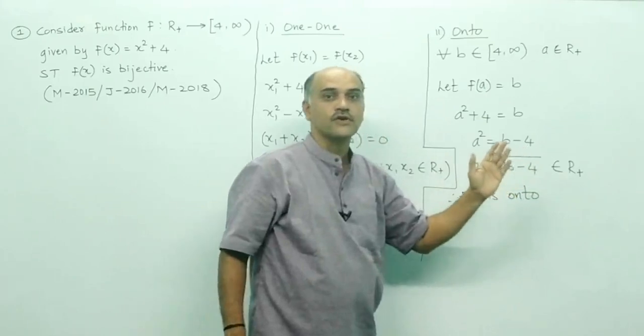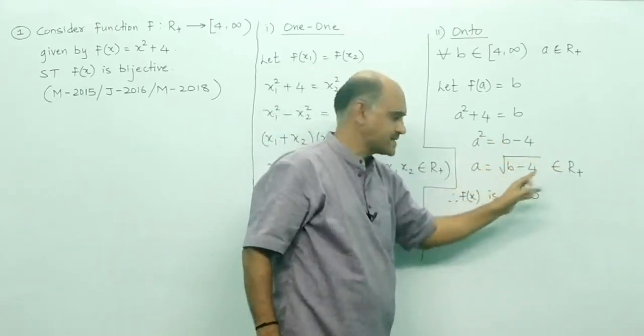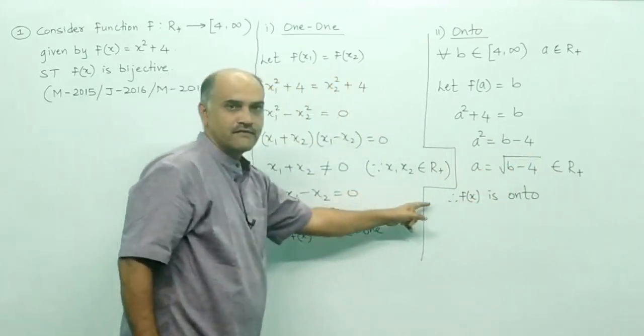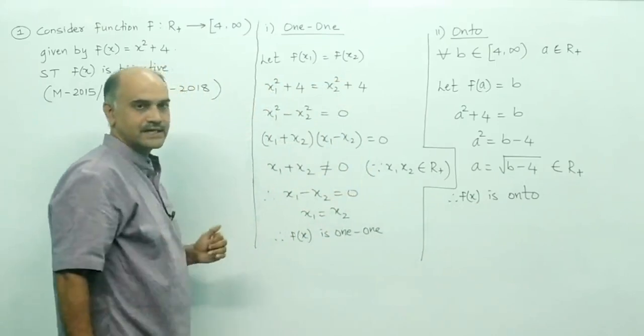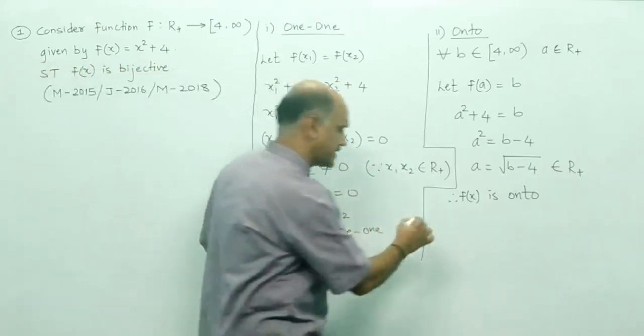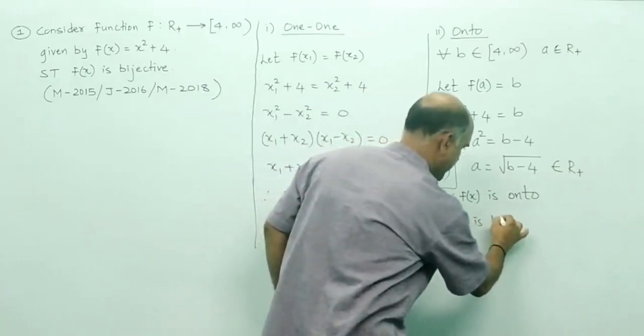There is no chance of getting negative, therefore a belongs to R plus, function is onto. So if it is both one-one and onto, then we say that it is a bijective function. Therefore f of x is bijective.